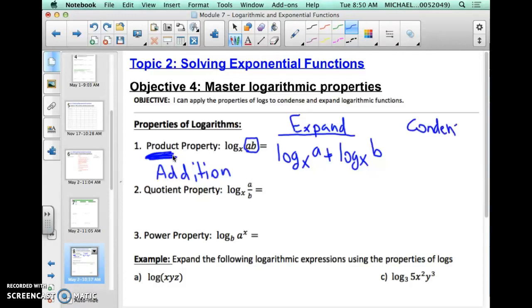It's the same process. If you were given log base x of a plus log base x of b, and they're telling you to use the properties to condense, it would go back to its original form. I would write just one log. The goal when you condense is to have one log base x of a times b, and I know they're multiplying because they're adding here. It goes hand in hand.